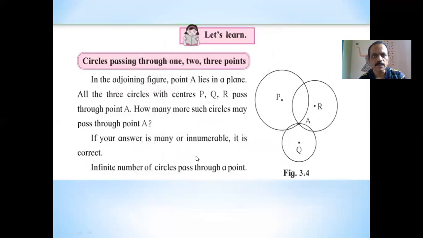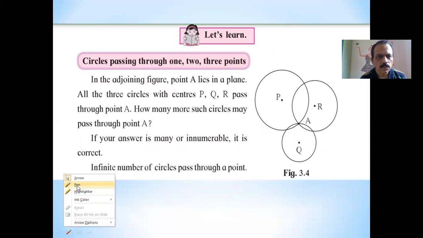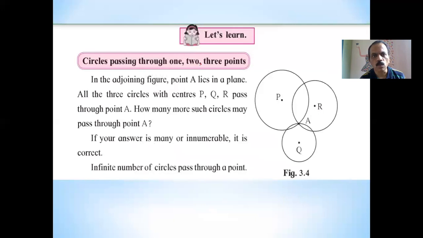Now we see the next point, the circle passing through 1, 2, and 3 points. Look here, a circle passing through 1, 2, 3 points. Then what happened? In the adjoining figure, point A lies in a plane.